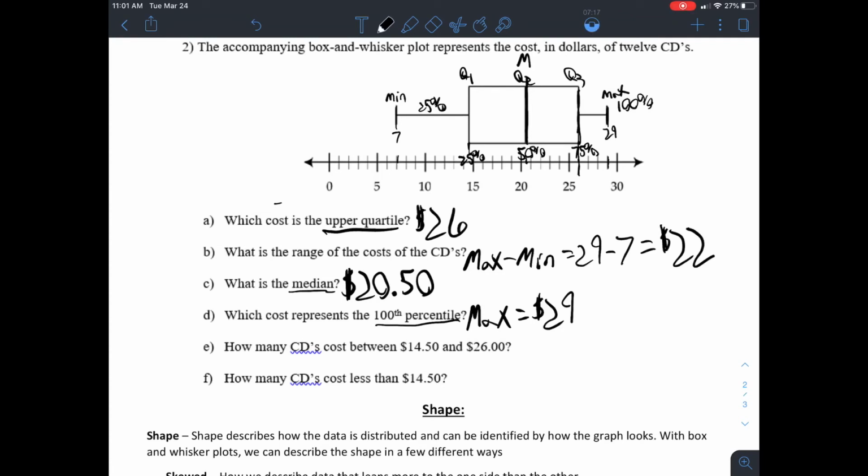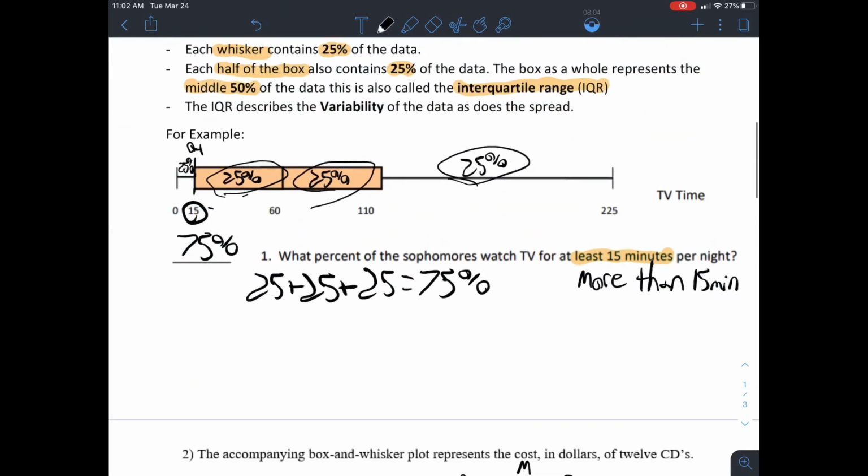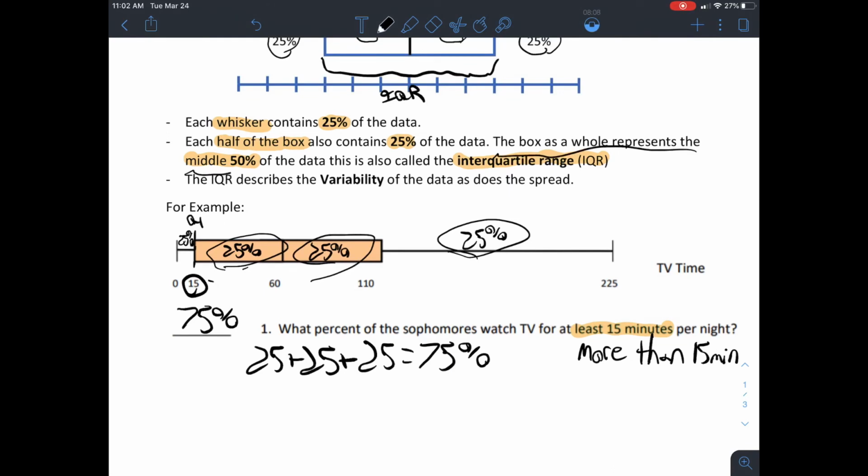Question E asks us, how many CDs cost between $14.50 and $26? Well, guys, it's asking us what percent of my CDs fall within my interquartile range, because 26 is my Q3 and 14.5 is my Q1. So what percentage of our data falls in the interquartile range? I know that there's 25% in the first half of the box and 25% in the second half of the box. So the interquartile range as a whole would equal 50% of my data, or the middle 50%. If we go back up, we can see that the box as a whole represents the middle 50% of the data, and that's also called the interquartile range.